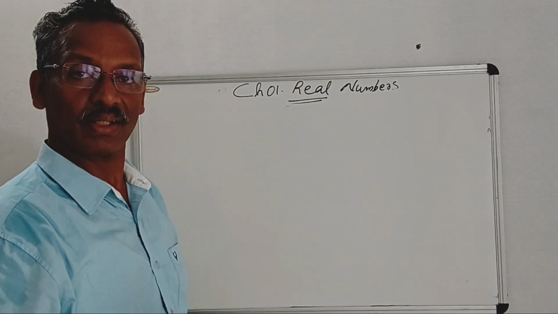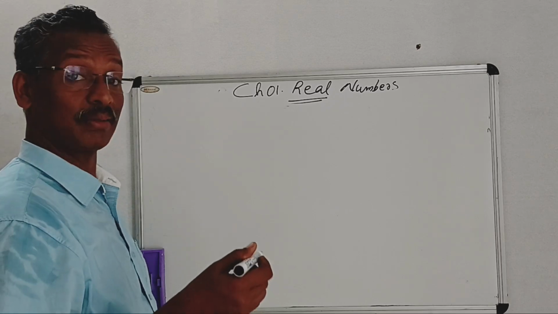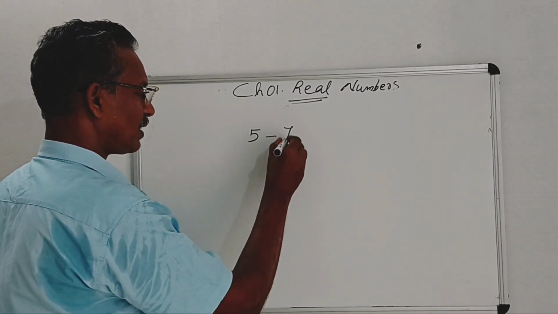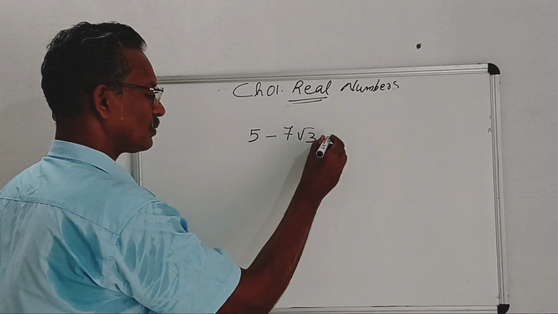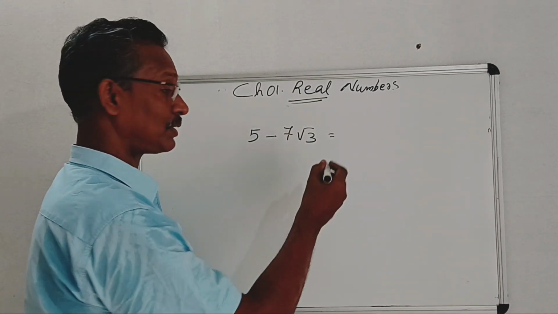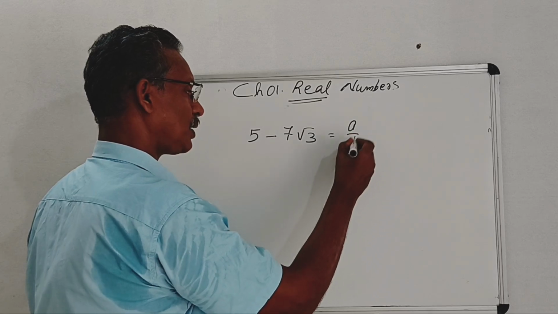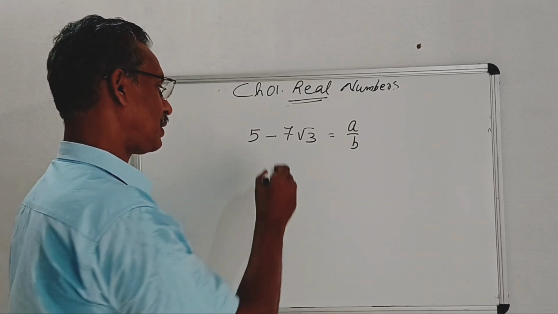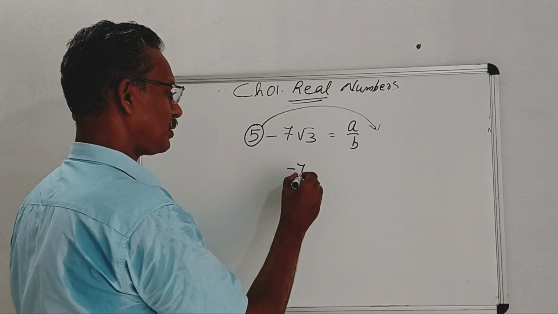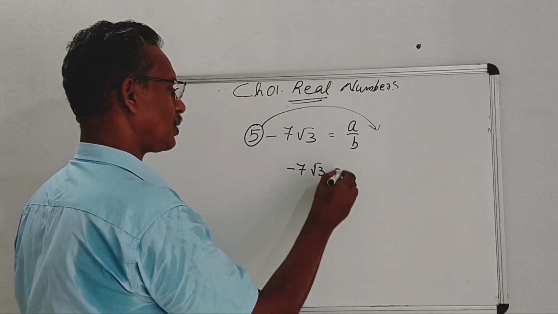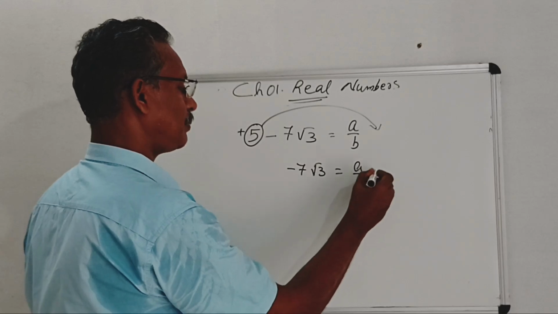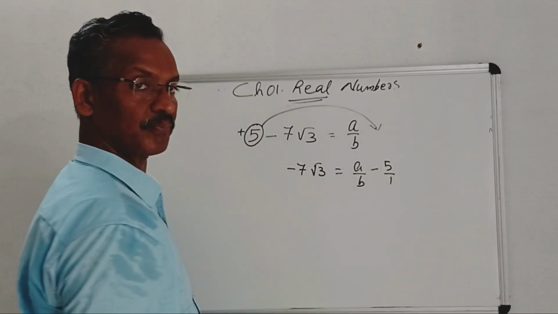We will take one negative number example that is confusing us more. 5 minus 7 root 3. Prove that this is irrational. Suppose it is rational, it is equal to a by b. Then shift this 5 to the other side. You get minus 7 root 3 is equal to, here it is plus, it is going to the other side as divide, a by b minus 5 by 1.